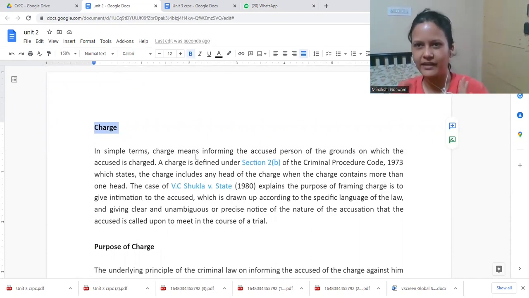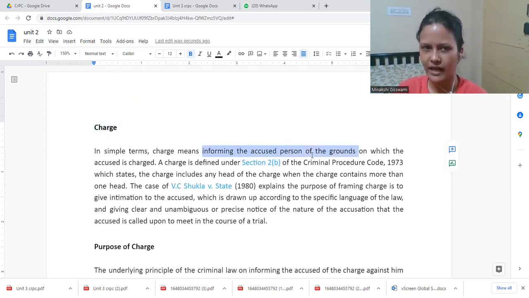We need to clearly specify it, because once the criminal proceeding starts, we want to make both the parties, everyone, clear on what the matter is all about. What is it that they are trying? Everything has to be clear. So charge in simple terms means informing the accused person of the grounds on which the accused is charged. Only when he knows what offenses he is accused of, what the provisions are, what the punishments are, can he prepare for his defense, or try to provide evidence. It becomes possible. So it's a formal way of informing the person what the charges are based on which he will be tried in the court.